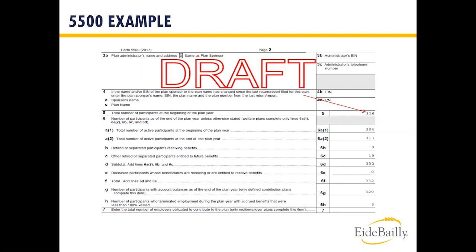And it is everyone that is eligible to participate in the plan. So you might have only 75 participants actually contributing in the plan, but if you have 125 eligible participants, you would still need an audit because of the number of eligible participants exceeding that 120 number.